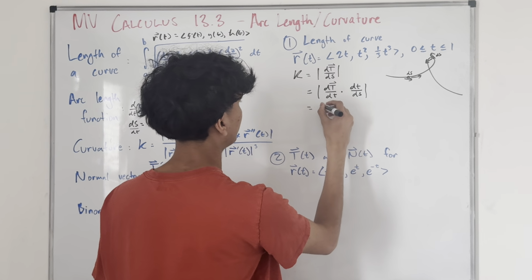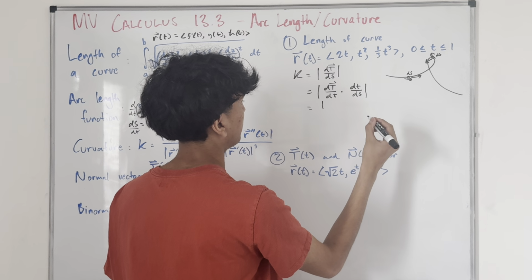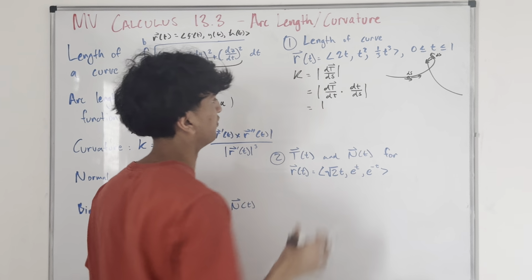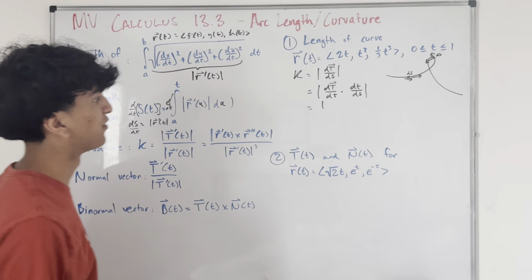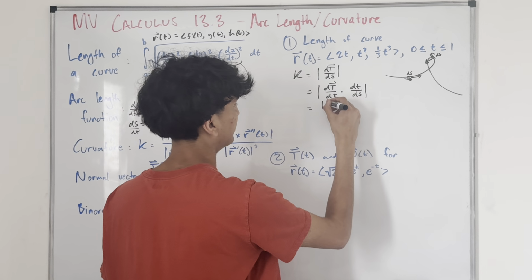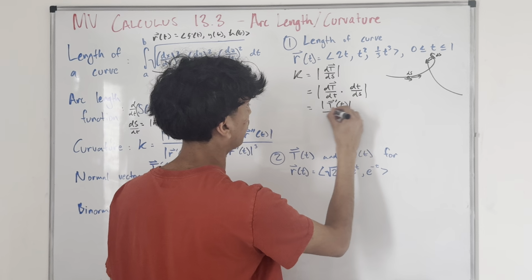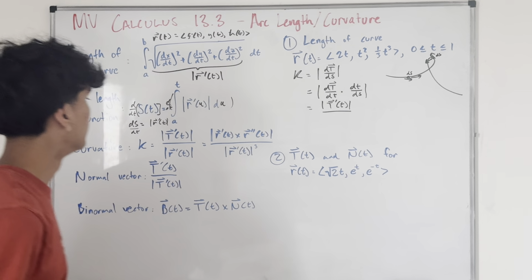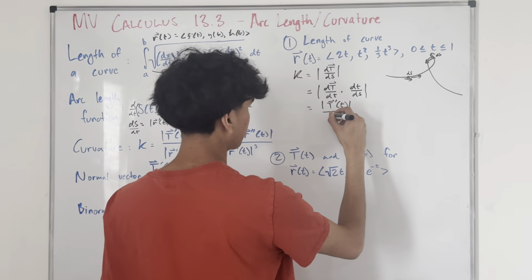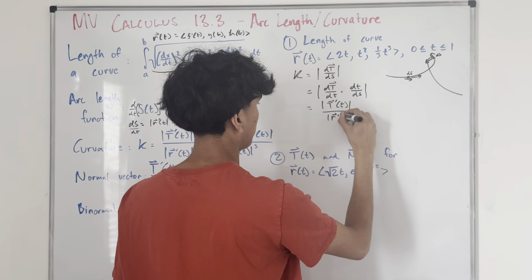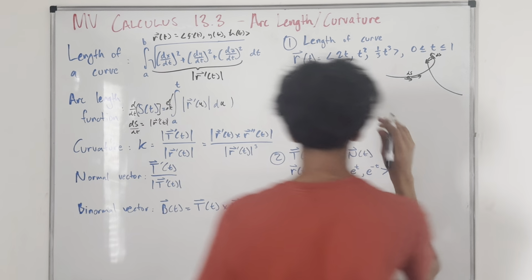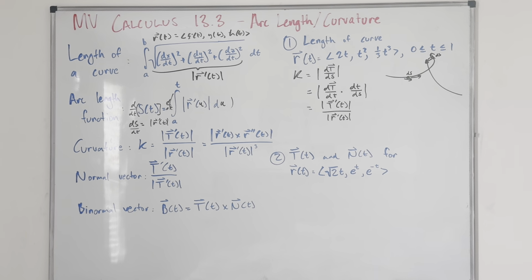So what I really get is, I guess the absolute value signs make it kind of weird, but I really get the derivative of the tangent vector over, because I'm getting the reciprocal of ds/dt, over r prime of t. So this is our first form.